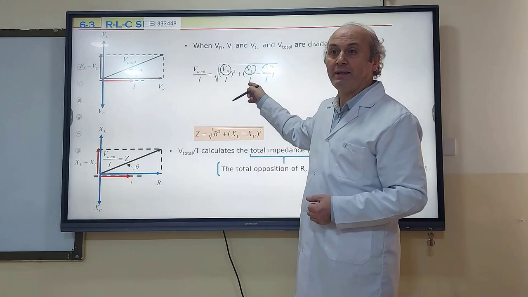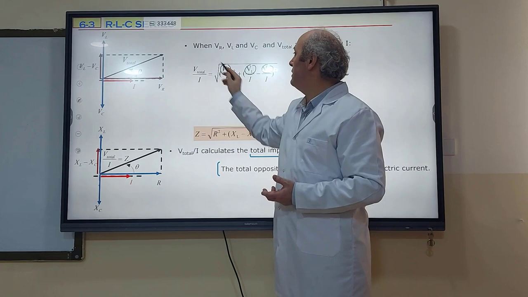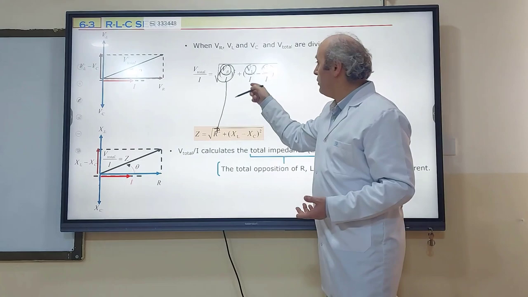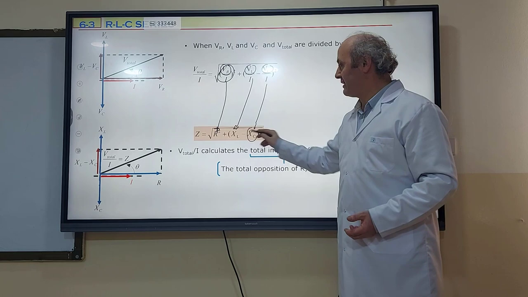When we divide them all, we will get V_R over I, which is the resistance R. V_L over I, according to Ohm's law, is X_L. V_C over I is X_C. And what is V total over I? Total opposition. We named this the total impedance.